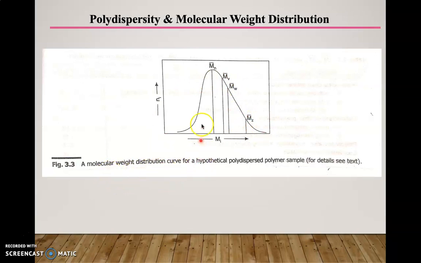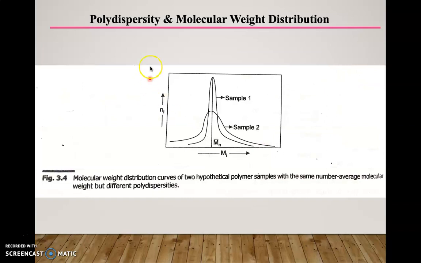The peak of this particular curve is the number average molecular weight, and then we have the viscosity average, then the weight average molecular weight, then the Z average molecular weight, because that's the highest value, as we already came to know from the previous video. So this is how the plot looks. It's a bell curve. Let's look at another figure, another molecular weight distribution pattern.